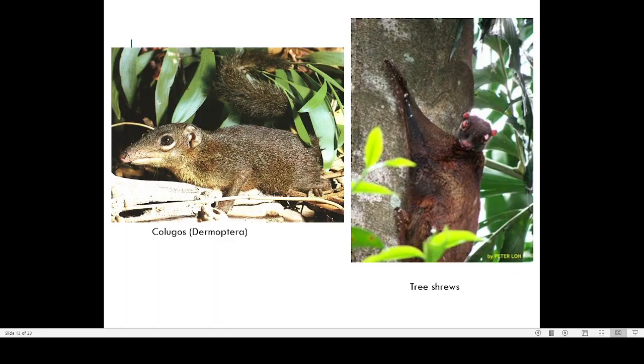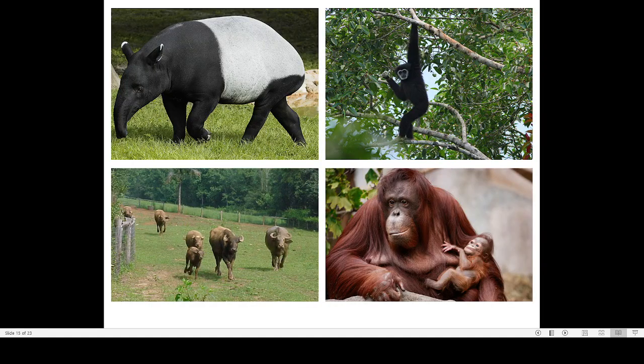Then going to the other animals, this is the tapir, and this other one is the gibbon, and the lower one is the water buffalo, and the next one is the orangutan. So these are the animals which are present in the Oriental region. They are all very prominent animals in this ecosystem. Earlier we have seen that the tapir is an animal which has a close similarity with some animals present in the South American region also.